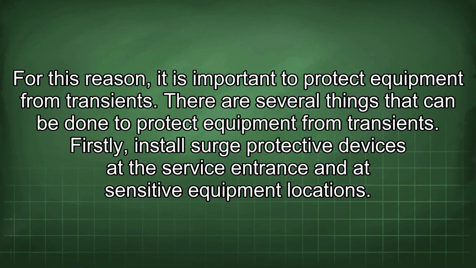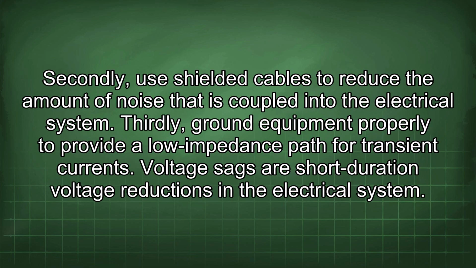Firstly, install surge protective devices at the service entrance and at sensitive equipment locations. Secondly, use shielded cables to reduce the amount of noise that is coupled into the electrical system. Thirdly, ground equipment properly to provide a low impedance path for transient currents.